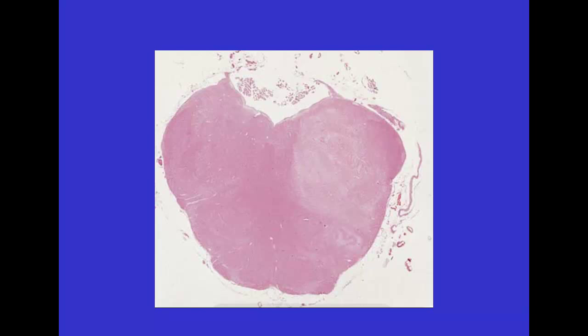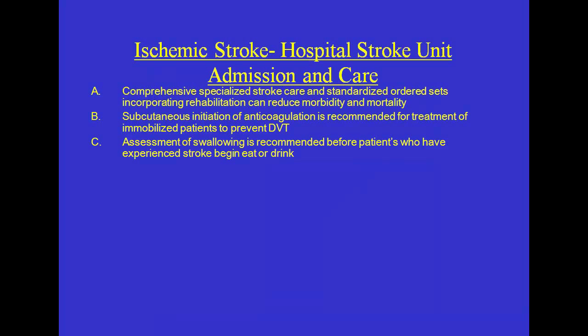But we have probably one of these a month, and they're pretty bad strokes when people present. Profound dysphagia, ataxia, crossed hemisensory symptoms, but they do very well. Okay, they tend to do very well. They recover well. So comprehensive specialized stroke care and standardized order sets really can reduce morbidity and mortality. And having rehab incorporated into that can decrease their length of stay.